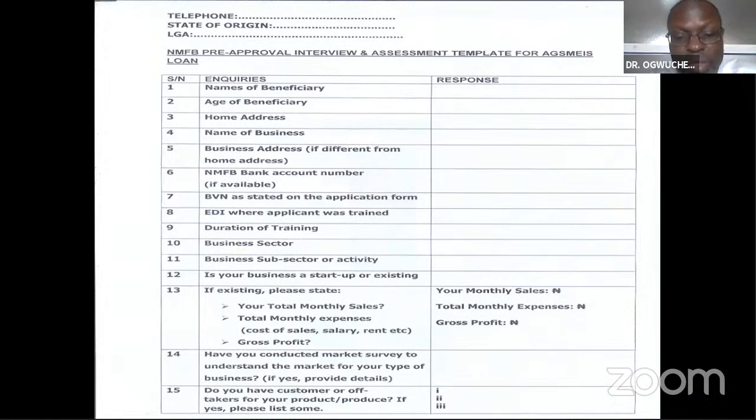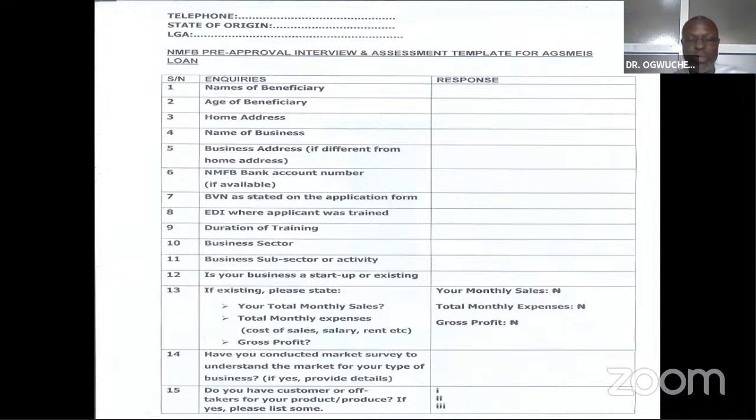Have you conducted a market survey to understand the market for your type of business? Remember when you did the feasibility studies, the facilitator told you about market survey and all of those things. And then of course, during the SWOT analysis, we told you how you do your SWOT analysis. You have to conduct a market survey to see if this business is going to be viable, if it's going to be sustainable. These are the things that you look at. So have you been able to conduct the market survey to understand the market of this type of business? If yes, you indicate yes.